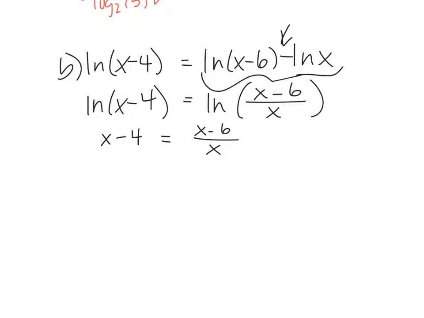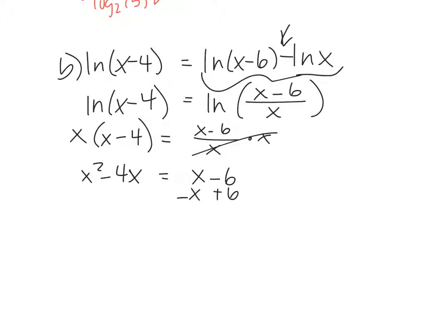Okay, so now I just have to solve for x. So I'm going to times x, and I get x squared minus 4x equals x minus 6, because those guys cancel. So now I have quadratic things happening, so I also want a quadratic equal to 0. I'm going to subtract my x and add my 6 to the other side here, so I get x squared minus 5x plus 6 equal to 0.